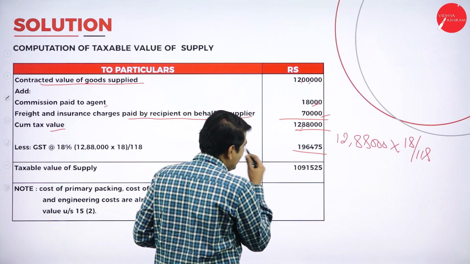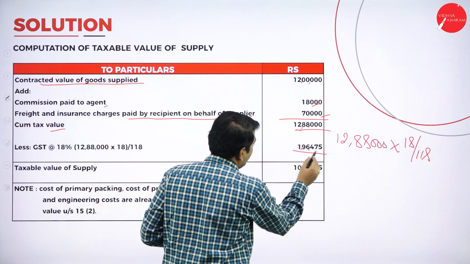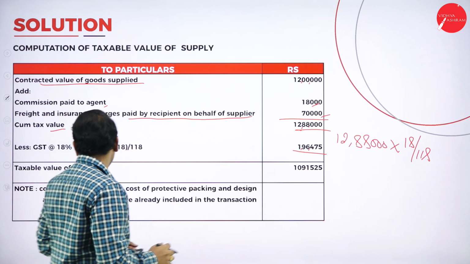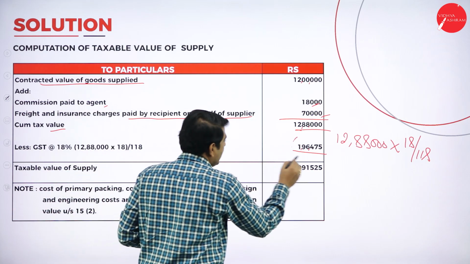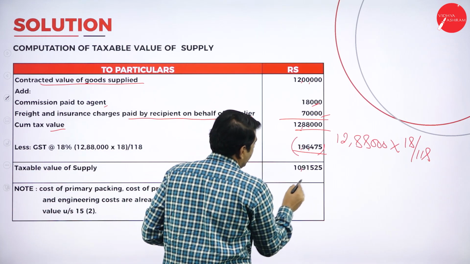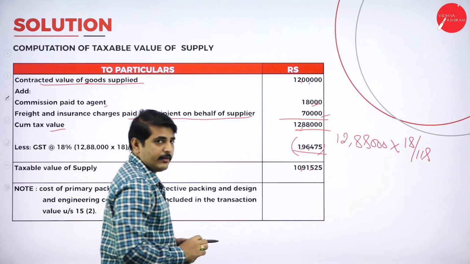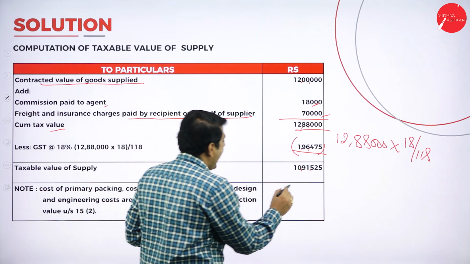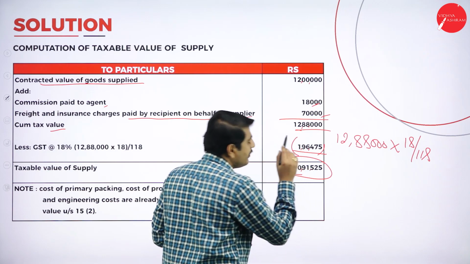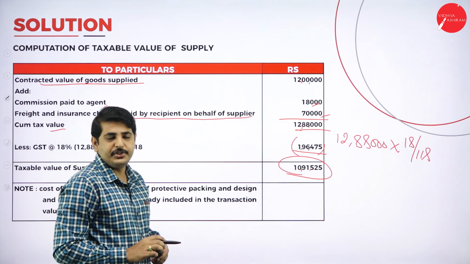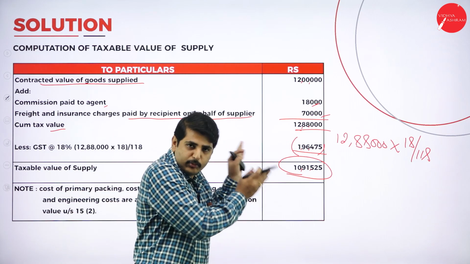What is the GST? 1,96,475 is the GST amount. So you deduct the amount here, and you'll get 10,91,525 rupees. This is the actual cost of the supply excluding GST.